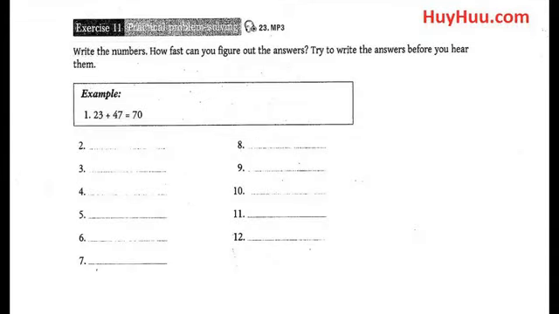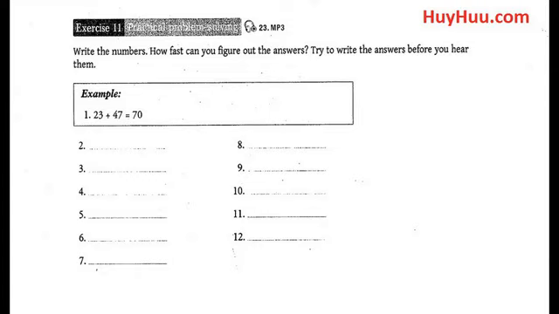Exercise 11. Practical problem solving. Write the numbers. How fast can you figure out the answers? Try to write the answers before you hear them. Number 1. How much is 23 plus 47?